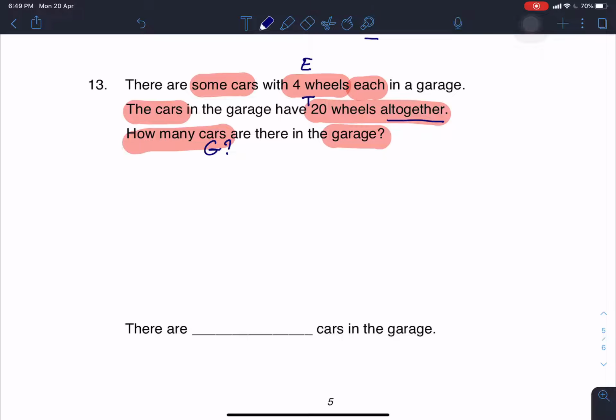So once we know the total, we are doing a division. So it's 20 divided by 4, which gives you 5. Therefore, there are 5 cars in the garage.